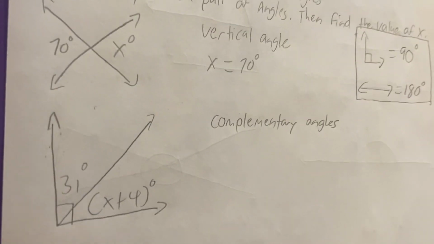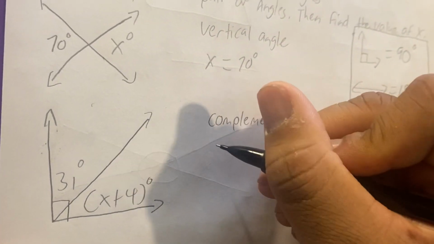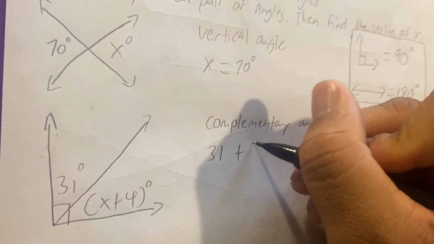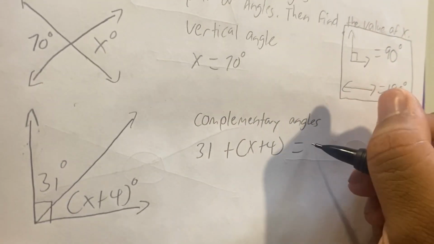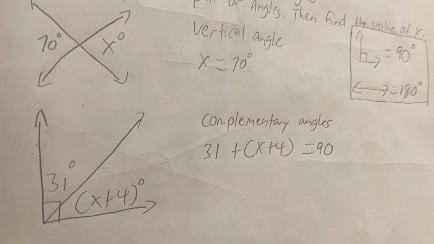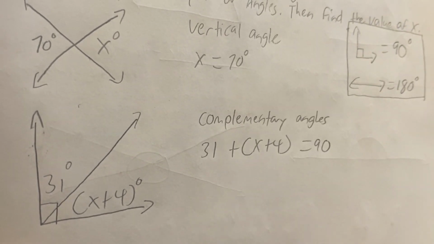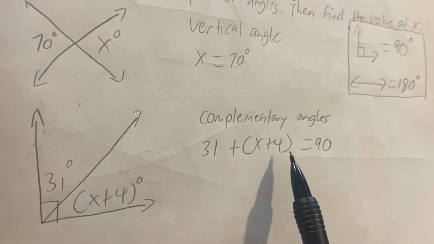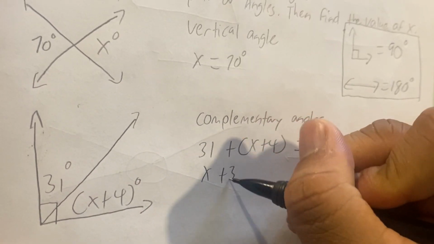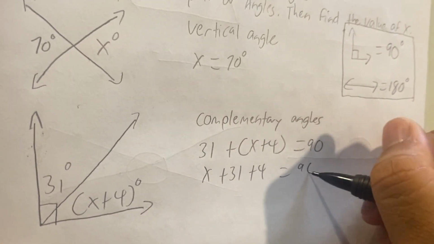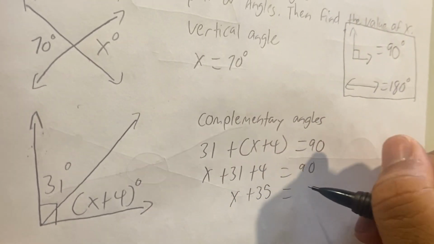So let's see. These 2 angles, what do they equal again? 90. So therefore, it's going to be 31 plus whatever x is plus 4. And that's going to equal 90. So what we have to do first is combine like terms. I don't think there's any terms like x here. There's no 3x or 4x or anything like that. However, 31 and 4, they are like terms. So I'm going to combine them. So I'm going to do x plus 31 plus 4 equals 90. And then when we combine these 2 like terms, it's going to be x plus 35 equals 90.